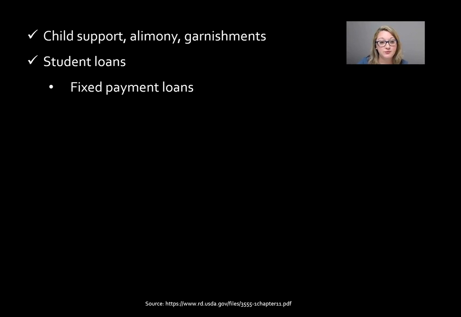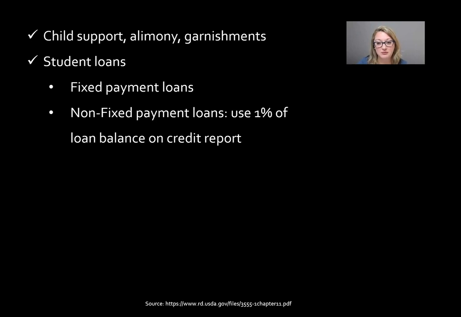Student loans. That would be fixed payment loans or non-fixed payment loans. So if you have a situation where maybe there's no payment or repayment amount, monthly amount on the credit report, then you would need to use 1% of the loan balance as the monthly payment.